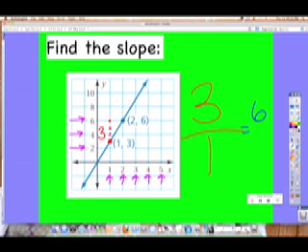Okay, open up your notebooks to do problems 1, 2, and 3, and then I will help you with 4. Open up your workbooks to page 62. Do problems 1, 2, 3, and I'll help you with 4 in just a second.